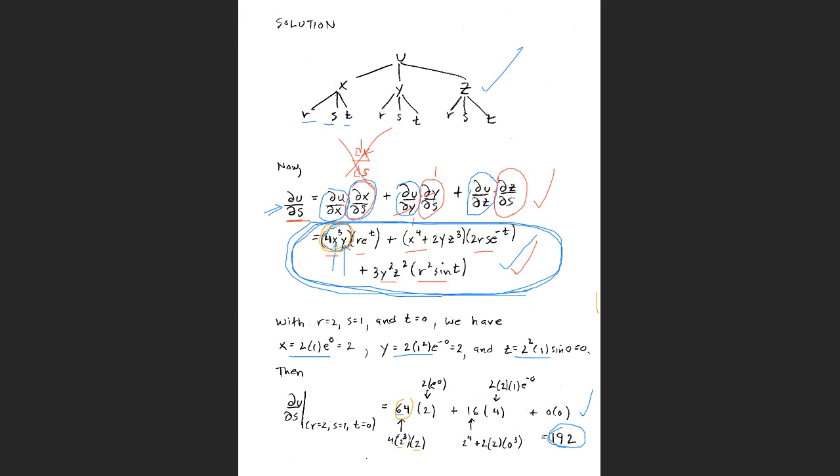And then the 16 here, how do you get the 16? Well, on the second piece of the chain rule, you have x to the 4th plus 2y times z cubed. That's just equal to 2 to the 4th plus 2 times 0 cubed. That's 16. The third one, I didn't really show any work on that. Hopefully this is enough for you to get the idea.